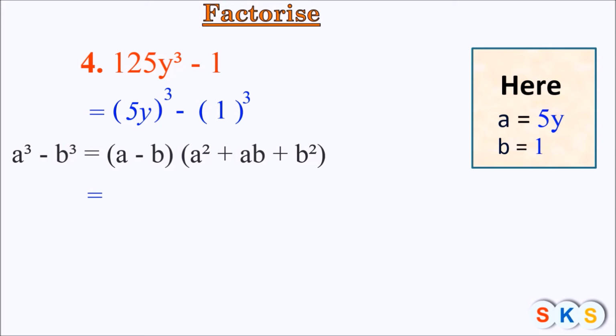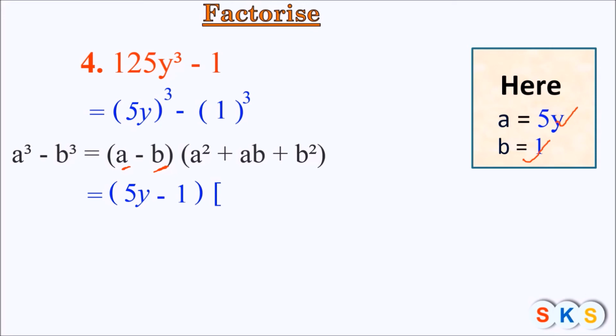Now we are going to substitute the values of a and b in this formula. The first term of the first bracket is a, right? So in place of a, we will write 5y. You can see in the rectangular box, the value of a is 5y. And the second term here is b, right? And here the value of b is 1. So I'm going to replace a by 5y and b by 1. Let's see what we will get. We will get here 5y minus 1. Close the bracket.